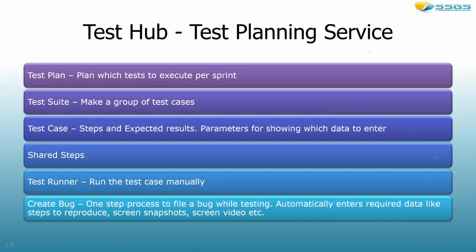One of the biggest productivity enhancers is rich bug creation. As soon as a bug is detected in the test, you can file that bug within a minute's time. The rich bug containing data like steps to reproduce, screen snapshots, and screen video if necessary, is all ready, and that saves a lot of time. I have seen that using this test hub can save about 30% of the testers' productivity.